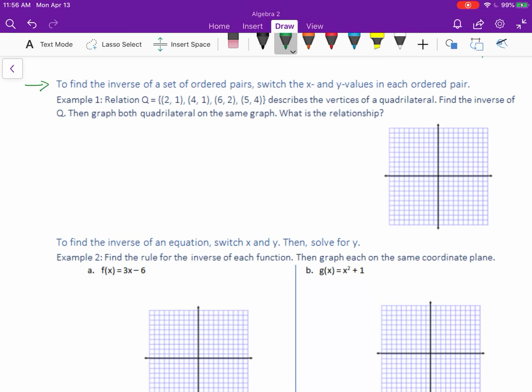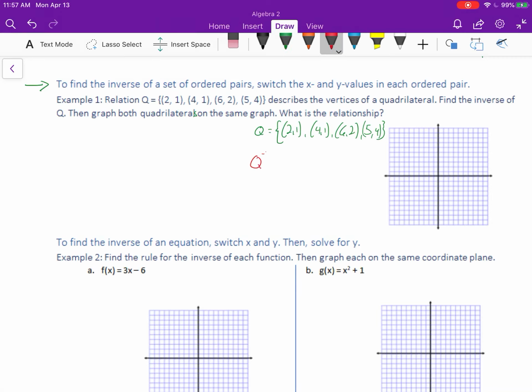Looking at this example, I'm going to rewrite this. We have the relation Q with four ordered pairs that describe the vertices of a quadrilateral. Find the inverse of Q, then graph both quadrilaterals on the same graph. What is the relationship? So Q is (2, 1), (4, 1), (6, 2), and (5, 4).